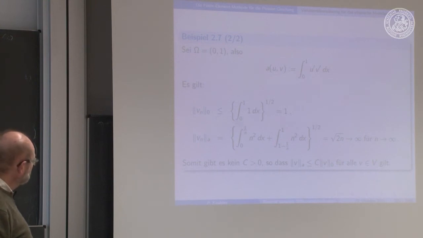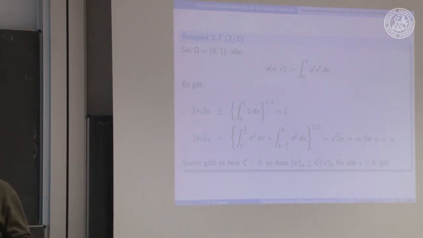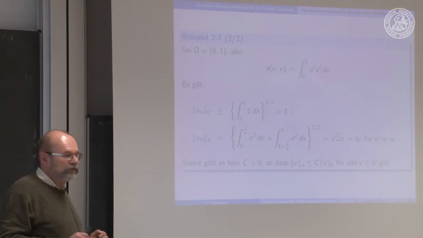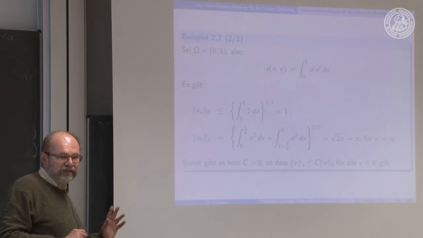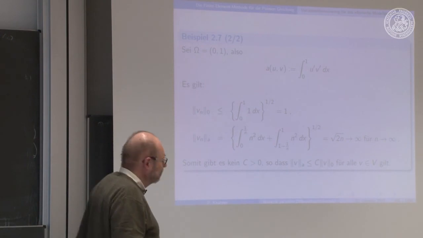So here we have a bounded sequence, and here we have a sequence going to infinity. That means it's impossible to find a constant such that I can estimate from above the A norm by a constant times the L2 norm. That means I cannot conclude from convergence in the L2 norm that I have convergence in the A norm. But the conclusion in the other direction, this is valid, and this we will prove later on. In this sense, the A norm is a strictly stronger norm than the L2 norm.